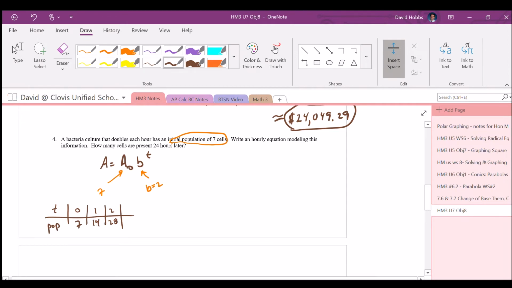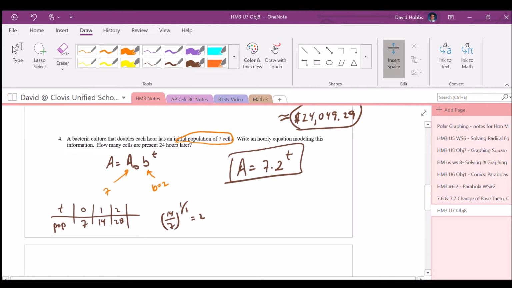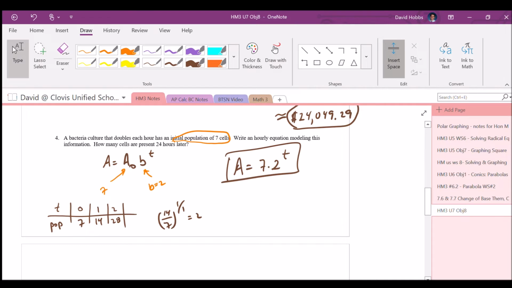And if you do the ratio, 14 over 7, and then raise it to the 1 over, well, what's my gap of time? 1 hour. Well, that's 2. So A equals 7 times 2 to the T. Now, valid for start time, they don't really give us an actual start time, but at T equals 0, if you plug in a 0, you can see we do get 7 bacteria. Okay, and T is in hours. So it's good to pay attention to that.